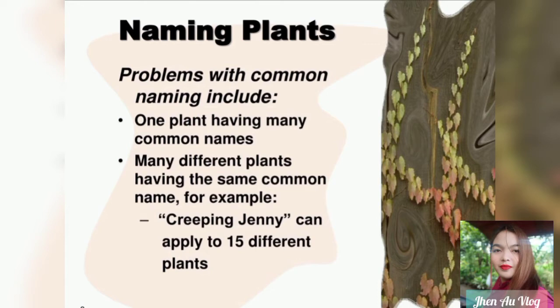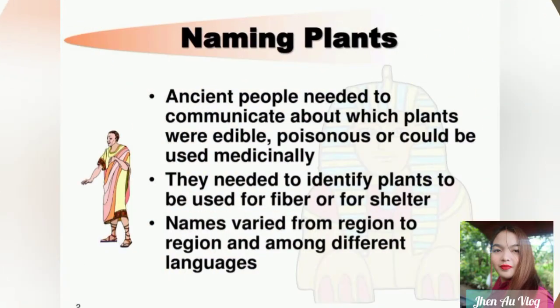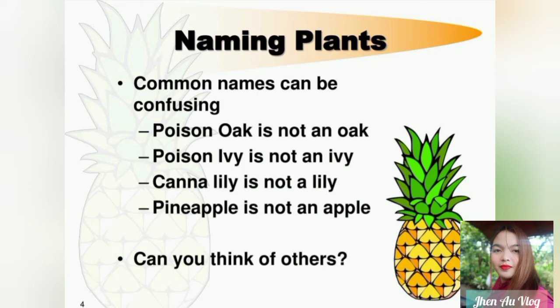countries and other places. Ancient people needed to communicate about which plants were edible, poisonous, or could be used medicinally. They needed to identify plants to be used for fiber or for shelter. So names varied from region to region and among different languages. So common names can be confusing. For example, poison oak is not an oak, poison ivy is not an ivy, Canna lily is not a lily, and pineapple is not an apple.